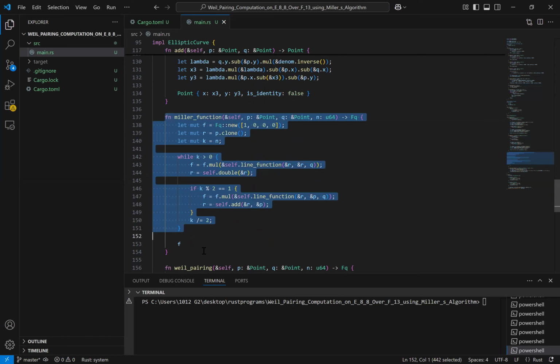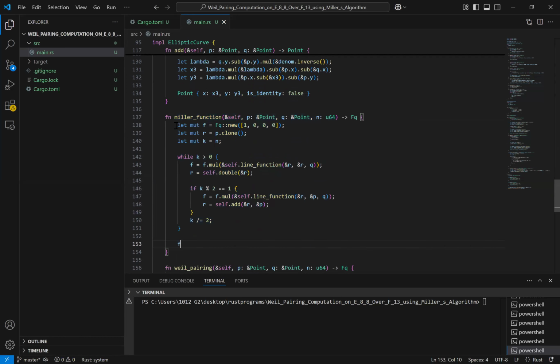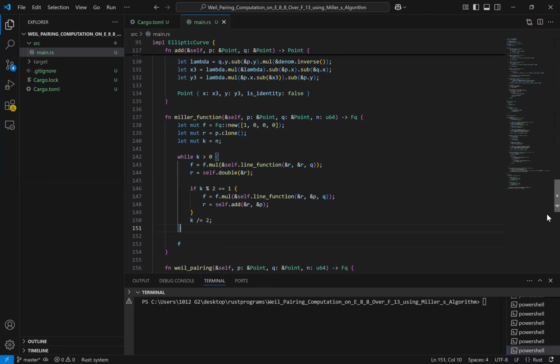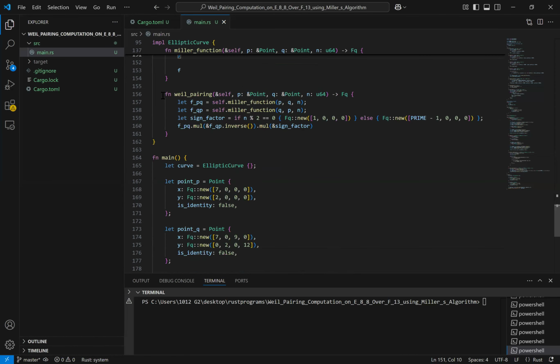Now, the only thing again that is different is the Miller's function. The Miller's function is this. It is the one that will be finding f_{P,Q} and f_{Q,P}. So this is the Miller's function that is doing that. Then after the Miller's function, you have the Weil function, and after that, you have the main function.